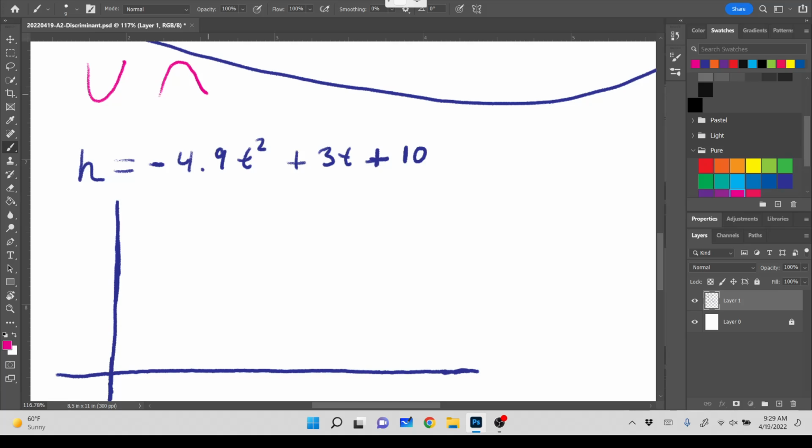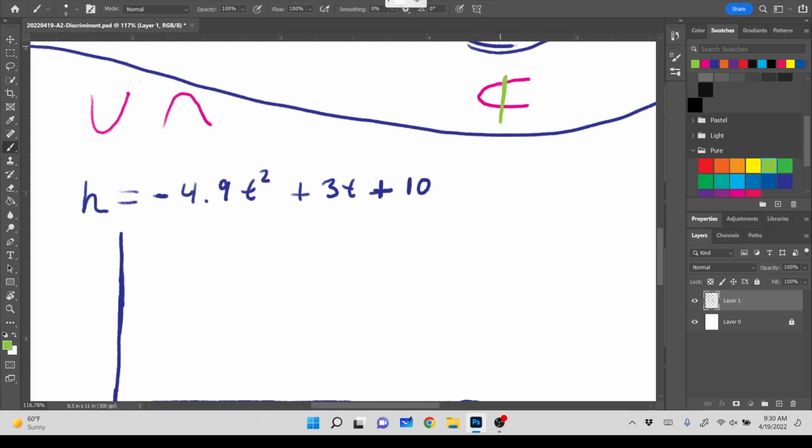If you have one opening sideways, then it wouldn't be a function anymore. Remember, it would fail the vertical line test because it would hit here. Remember when we did that a long time ago? It would touch it twice. It's a relation still, it's just not a function anymore. So we don't usually look at sideways parabolas. They exist, we just don't usually care about them.